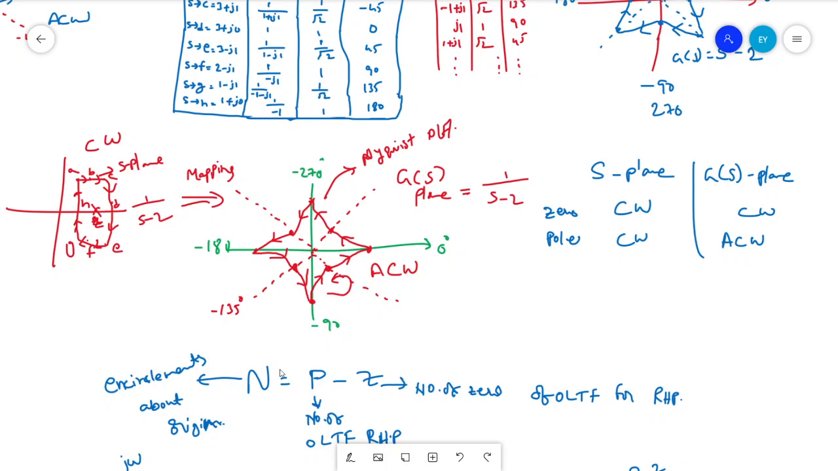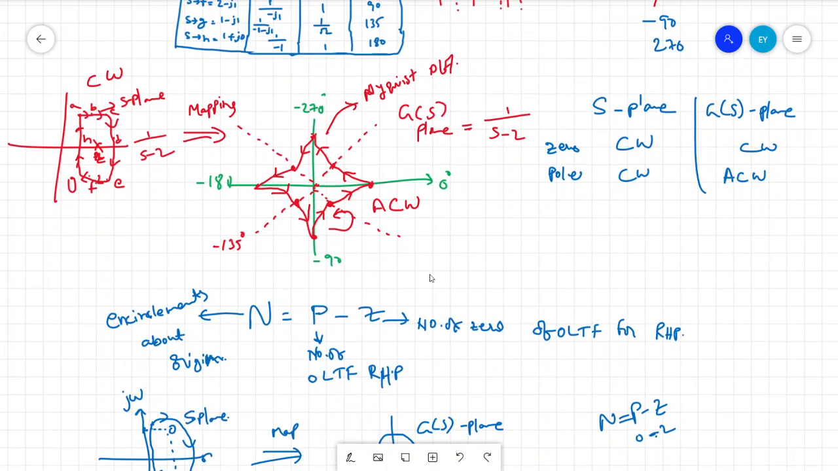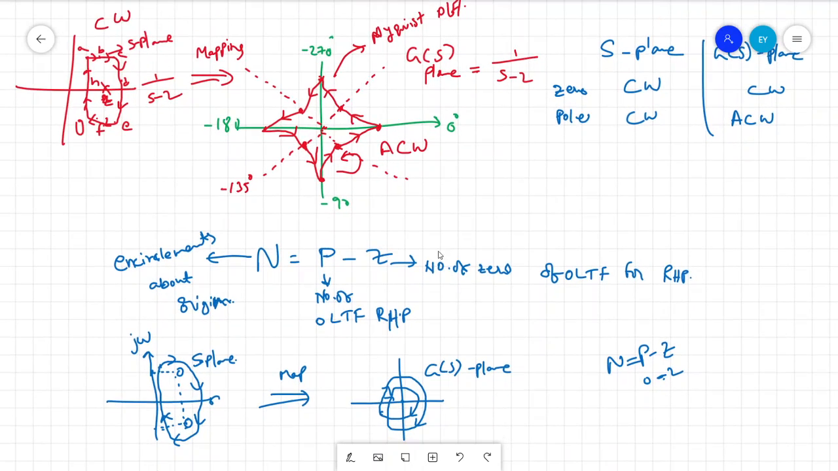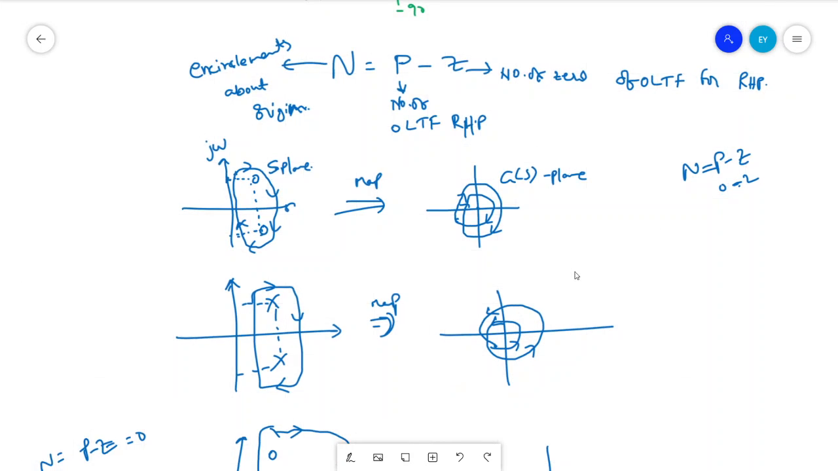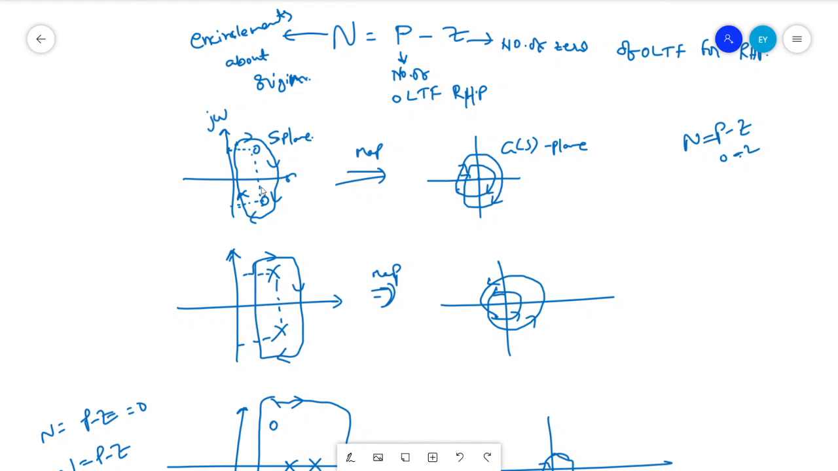So let the encirclement be n, and the number of poles are p. These are nothing but open loop right-handed poles. Okay, z is nothing but the number of zeros of the open loop transfer function in the right half plane. Okay, so in a few case studies, if you have two zeros on the right hand side of S plane, if you want to map it in G of S plane, how it actually behaves is the direction will remain the same since you are using zeros.